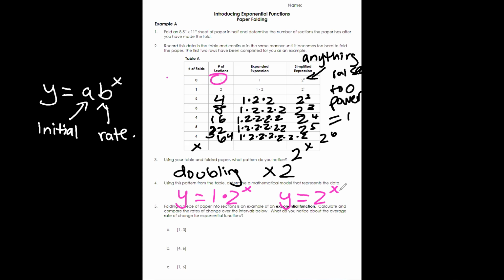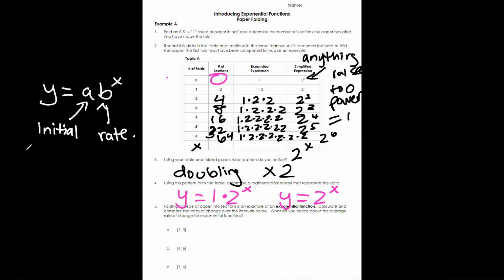All right, so on number 5, it says folding a piece of paper into the sections is also known as an example of exponential function. Calculate and compare the rates of change over the intervals below. What do you notice about the average rate of change for the exponential function? Okay, so from 1 to 3.